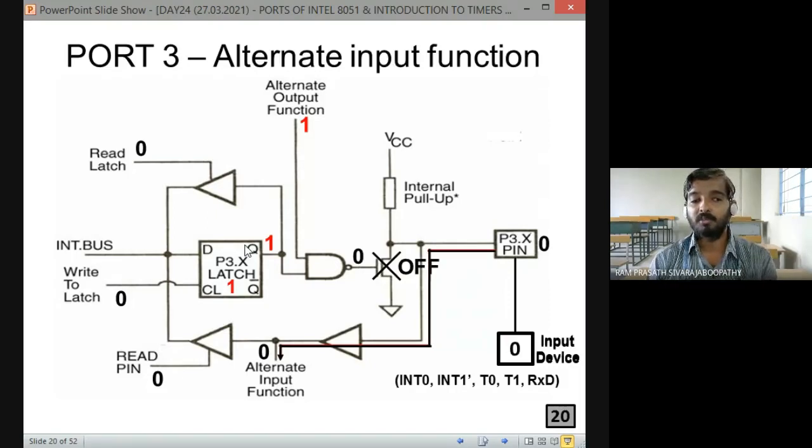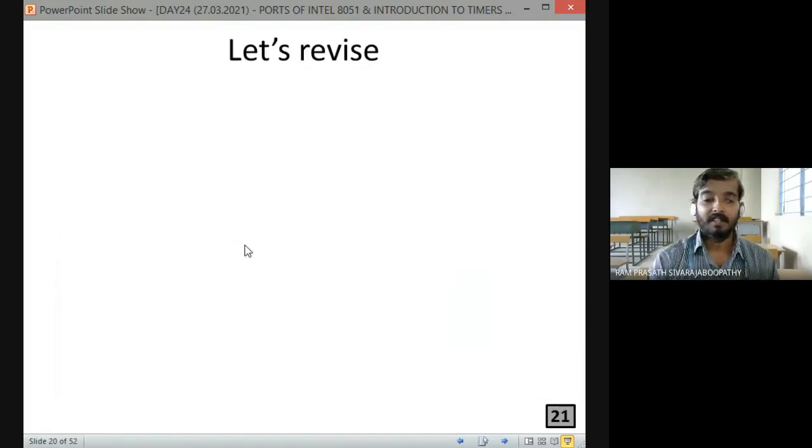Port 3 alone may be a little difficult to understand. If you keep on working on the hardware, you will understand. Okay, that's it. So we can revise.